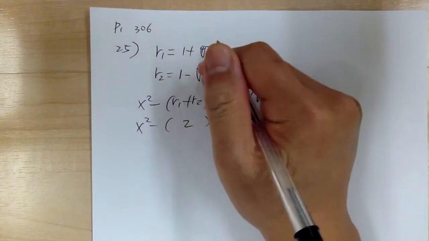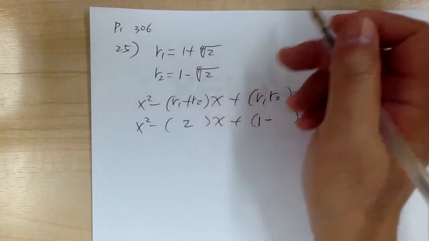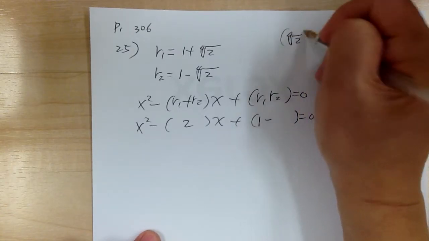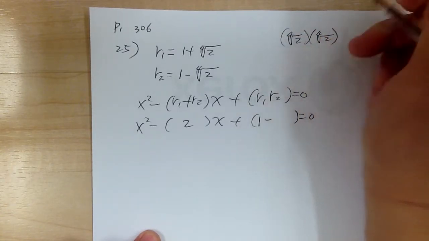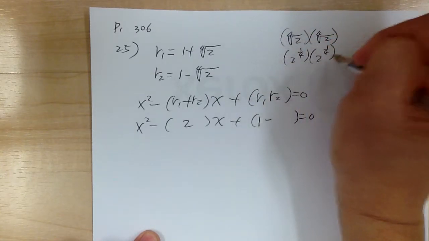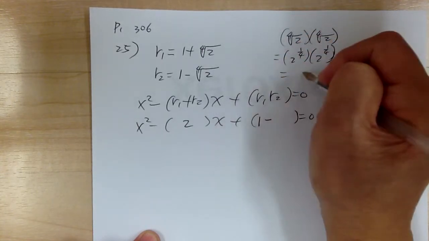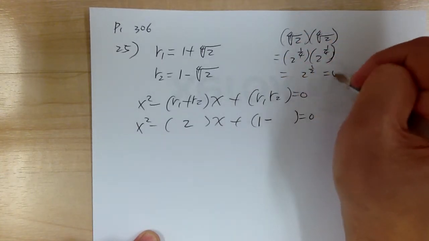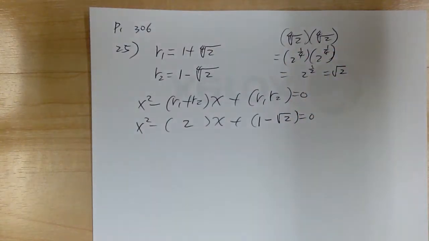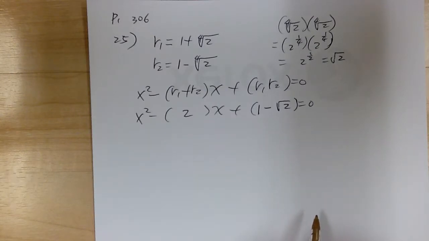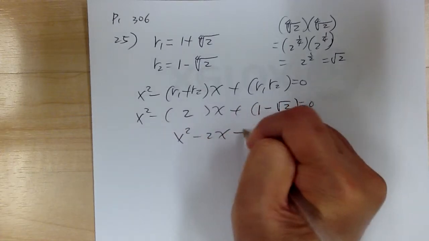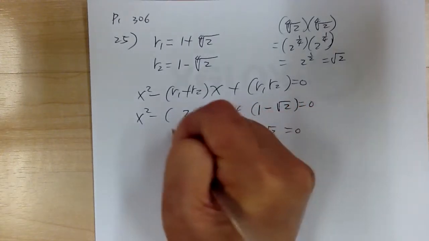Now this times that, if you don't know, you go off to the side, so what you have is 2 to the 1/4 power times 2 to the 1/4 power. So this will equal 2 to the 1/2 power, which is equal to square root of 2. So you've got to remember how to do this from the previous chapter. Then after you get rid of the parentheses, you have x squared minus 2x plus 1 minus square root of 2 equal to 0.